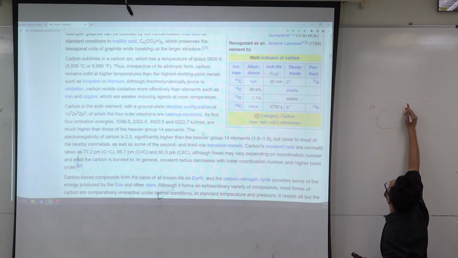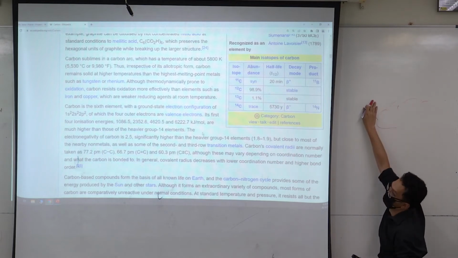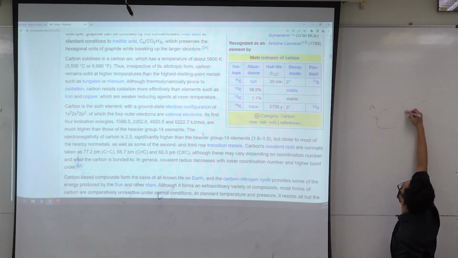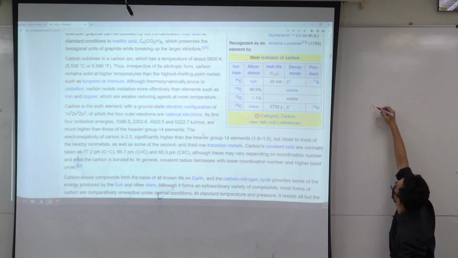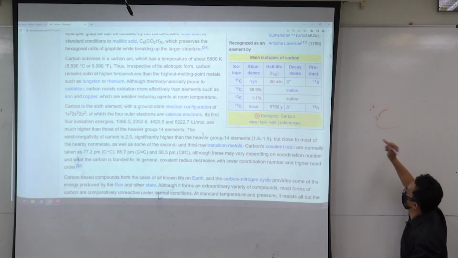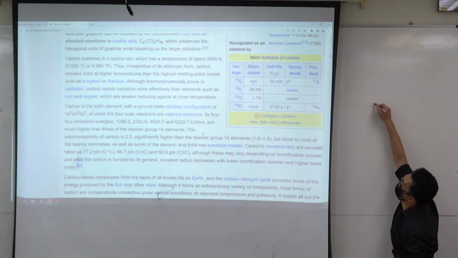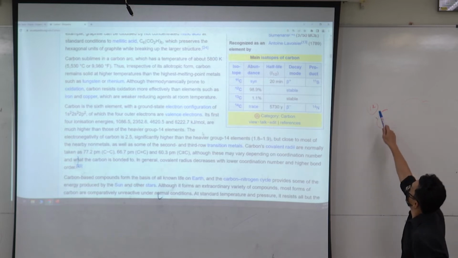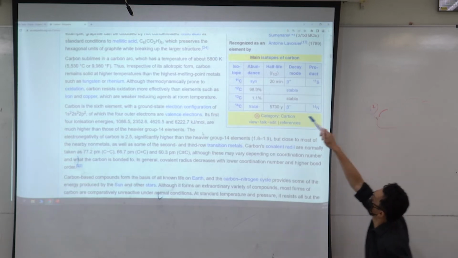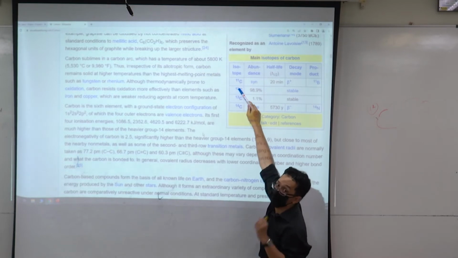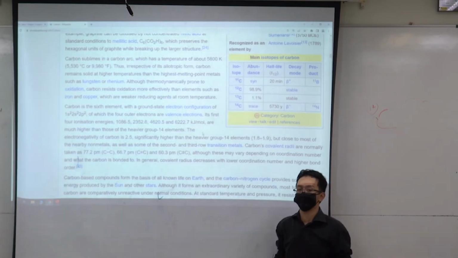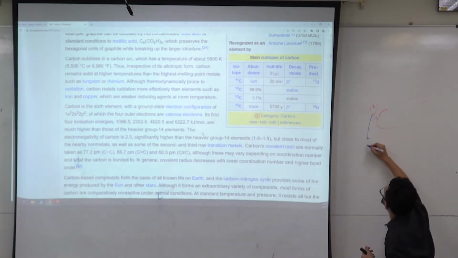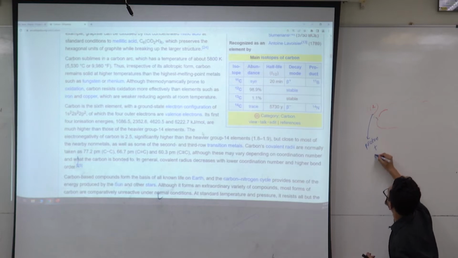Normally, a number on top is the atomic number, and the number here is normally the electron number. But if you have a number to the left of the carbon, this means the isotope. What it means is that inside this carbon there are 12 nucleons. This is not the number of protons. Protons for carbon is always 6. This 12 is basically the number of protons plus neutrons.